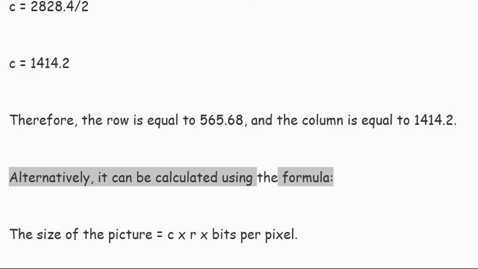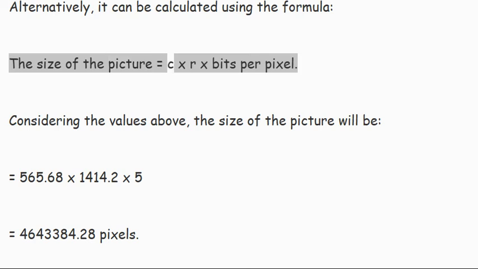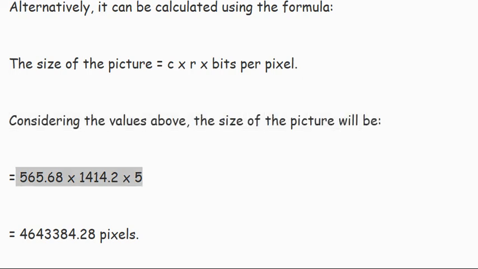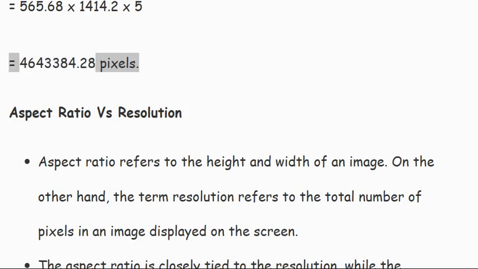Alternatively, it can be calculated using the formula. The size of the picture is equal to C x R x bits per pixel. Considering the values above, the size of the picture will be equal to 565.68 x 1414.2 x 5, which is equal to 4,000,000 bits.